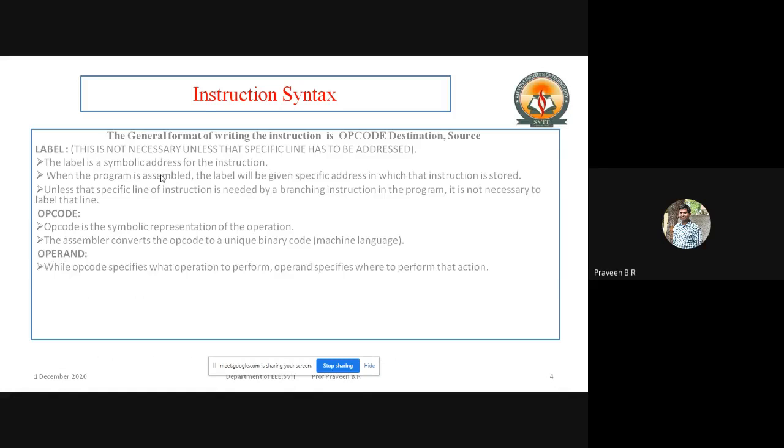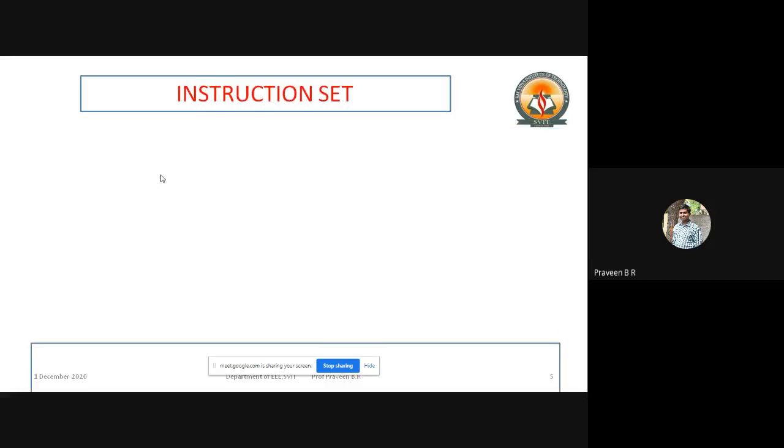What is an operand? An operand is defined as the variables which we are using. While an opcode specifies what operation it has to perform, the operand specifies where to perform that operation, whether it is performed in the register, in the memory location, or with respect to data. The source and the destination of the data is what we are calling an operand. In some cases, it could be data also. The operand will be either the address of the data or the data itself.